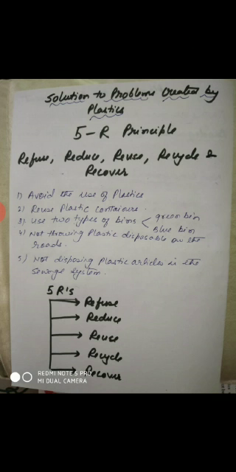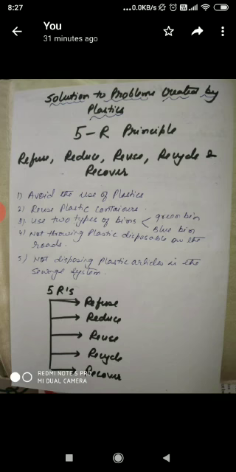Next is not throwing disposable plastic on the roads. We should not throw plastic disposable bottles, polybags, wrappers, etc. on the roads, and never dispose of articles made of plastic in the sewage system. So we are supposed to follow these 5 R's and we can avoid the problems created by plastics. We should also develop environmentally friendly habits to reduce the harmful effects associated with plastics.